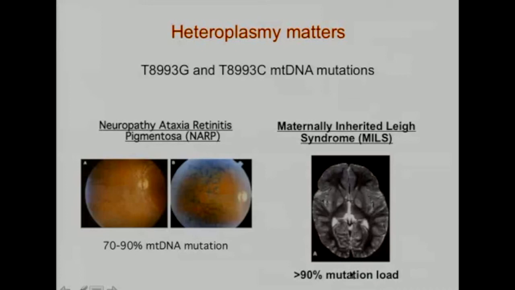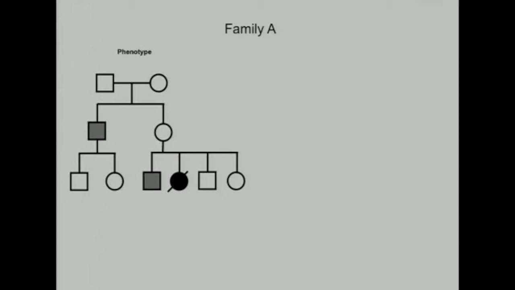In the patients with NARP, they may have 70 to 90% mutation. In patients with Leigh syndrome, they have over 90% mutation. Patients with less than 70% mutation are often asymptomatic. Same mutation, multiple presentations within the family. That's typical. So here's what we often see with these families.